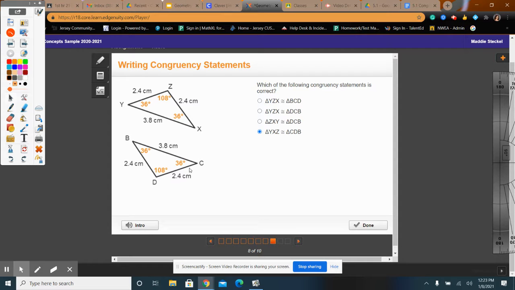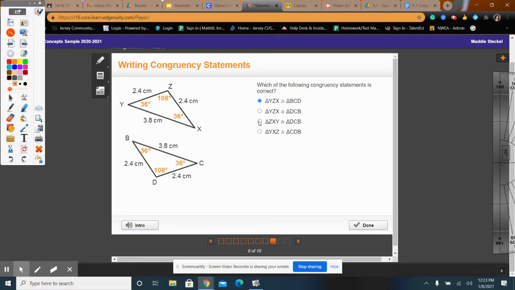Y, I said, has to match with C. Y could have matched with B. So maybe it is this one. We'll pretend Mrs. Bruno wasn't wrong. Y, Z, X. Does Z match with D? Not here. Y can match with B, we said. Y has to match with B or C.